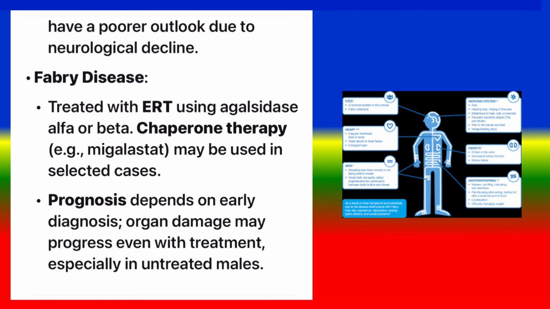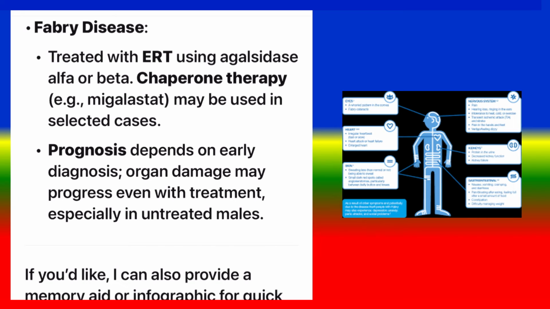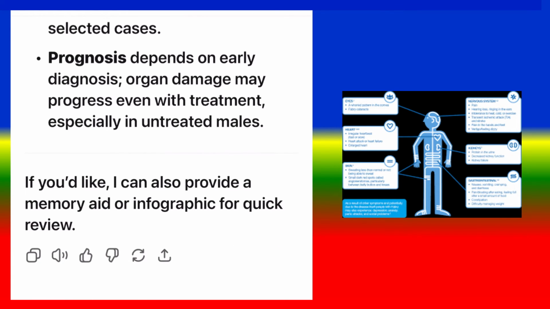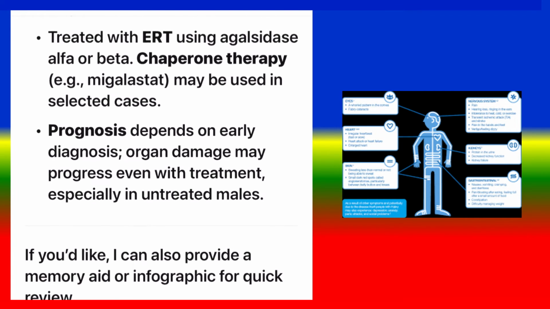Fabry disease is treated with ERT using agalsidase alpha or beta. Chaperone therapy, e.g. migalastat, may be used in selected cases. Prognosis depends on early diagnosis. Organ damage may progress even with treatment, especially in untreated males.